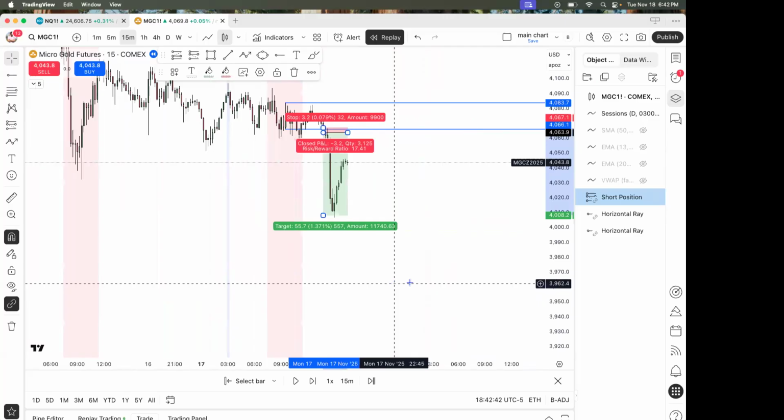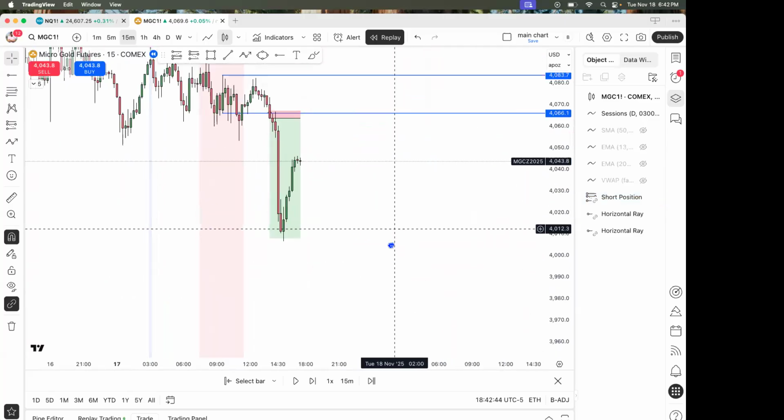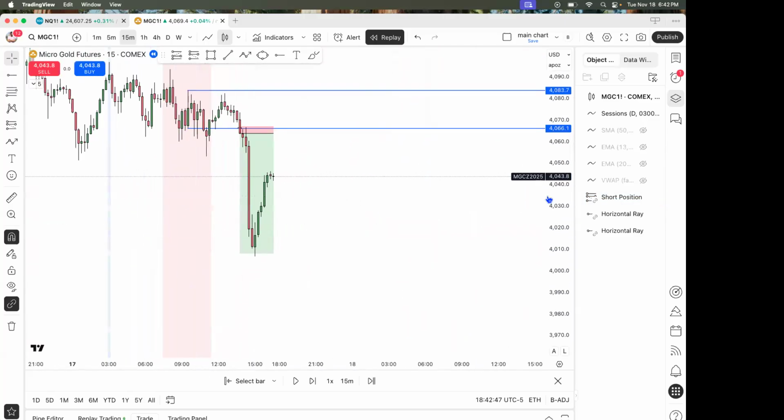So my stop loss goes at the candle, or should it go at the top of the ORB?